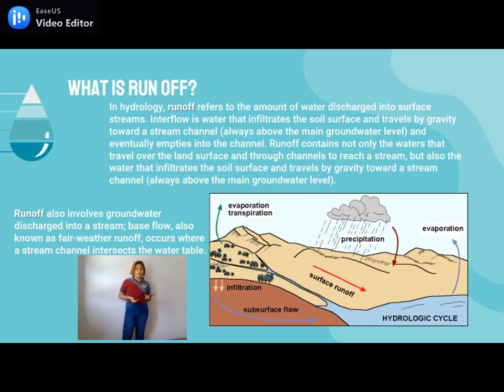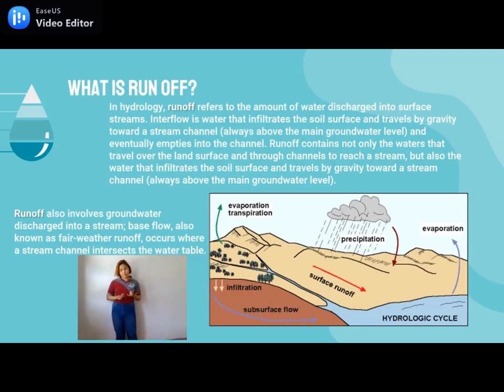Base flow, also known as fair weather runoff, occurs where a stream channel intersects with the water table. So for example, it rained. So there is water coming from a mountain, coming down from a mountain. So if there is a slope, it means there is a runoff. Slope plus water moving equals runoff.